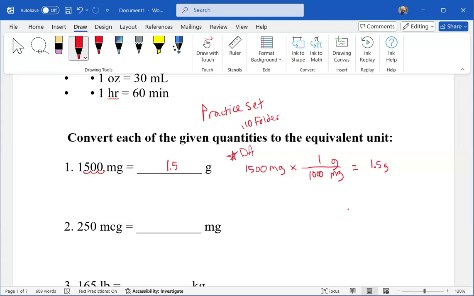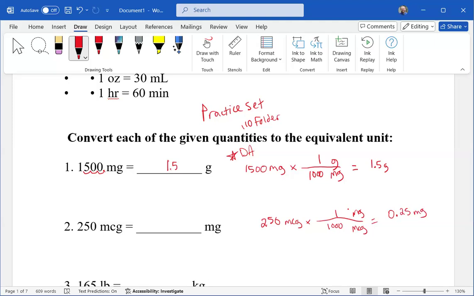So same thing here. Now I have micrograms to milligrams. Now this might be a little bit different for you because you may not know the microgram to milligram conversion, but you will before you take your test because it's not going to be given to you. So again, what are we looking for? Milligrams. Can I convert milligrams from micrograms? Yes. 1 milligram is 1,000 micrograms. And I'm going to take my 250 divided by 1,000, and I'm going to get an answer of 0.25 milligrams.